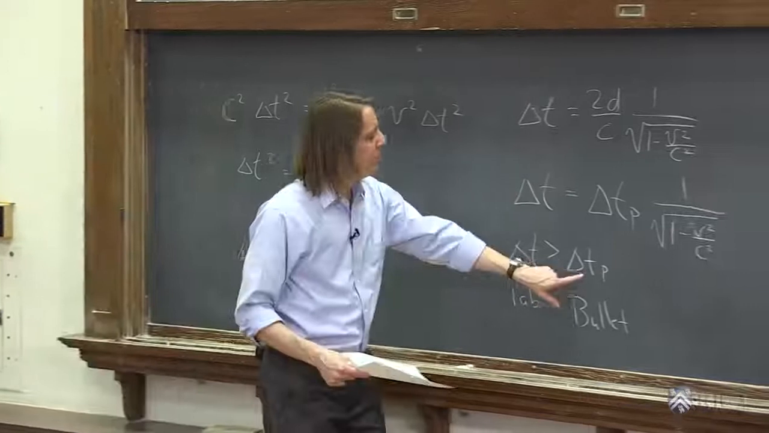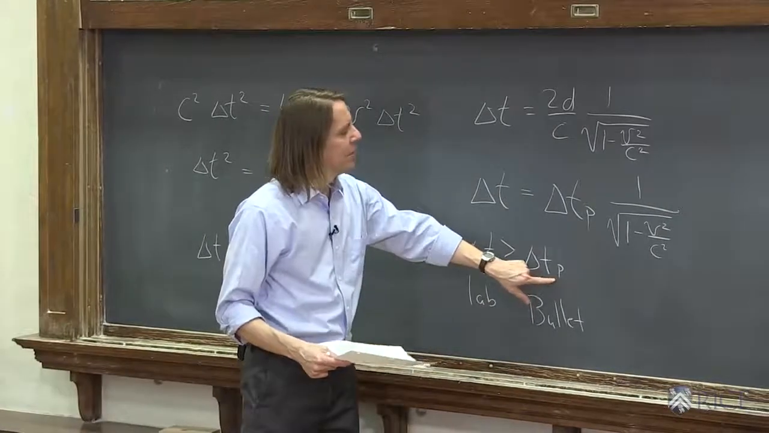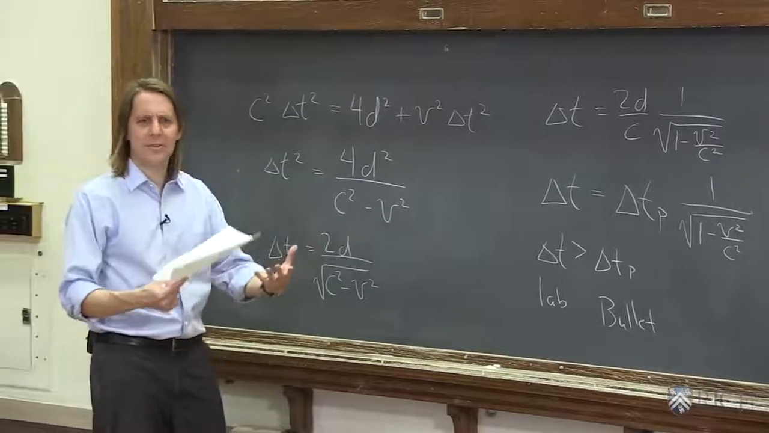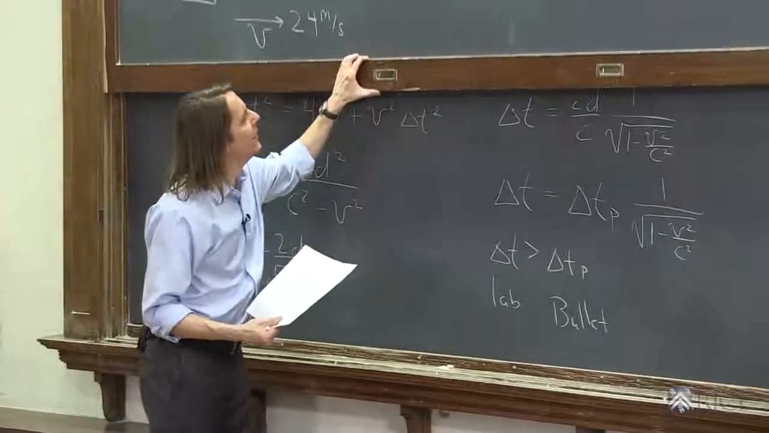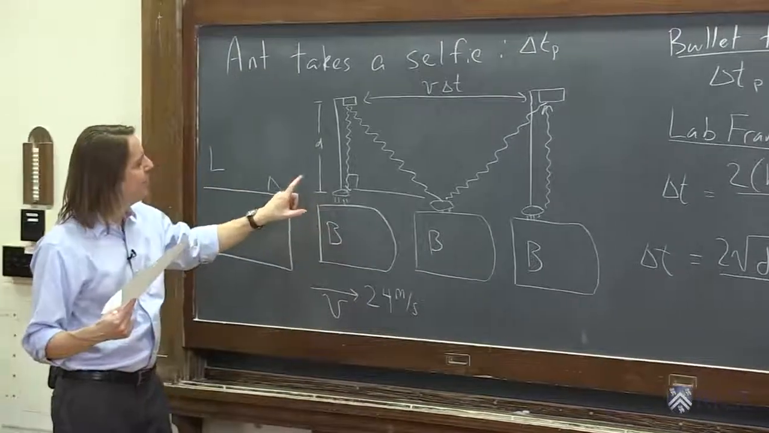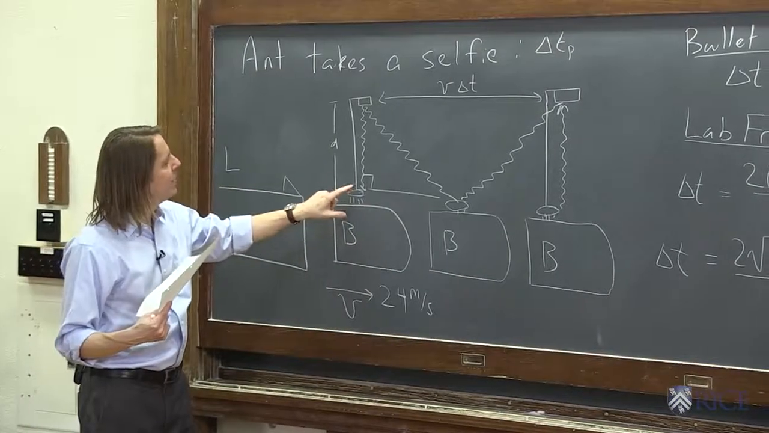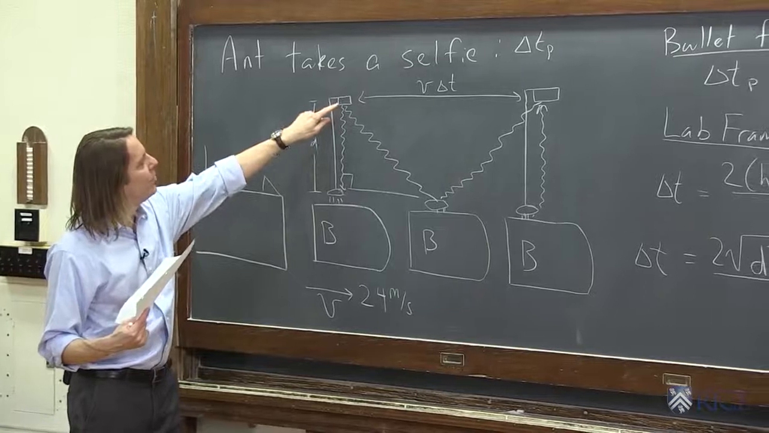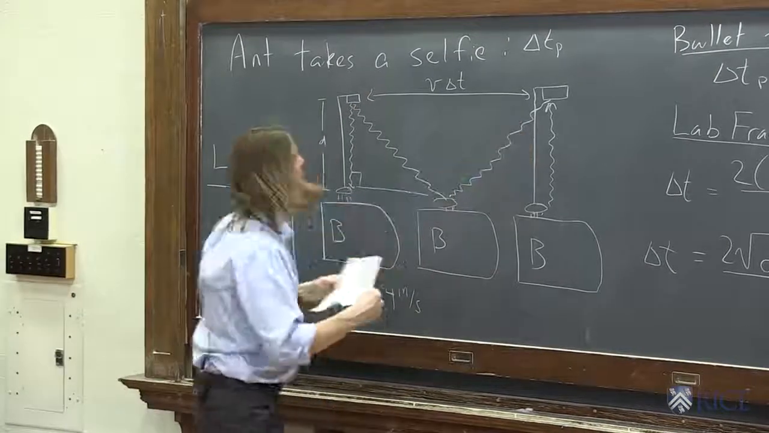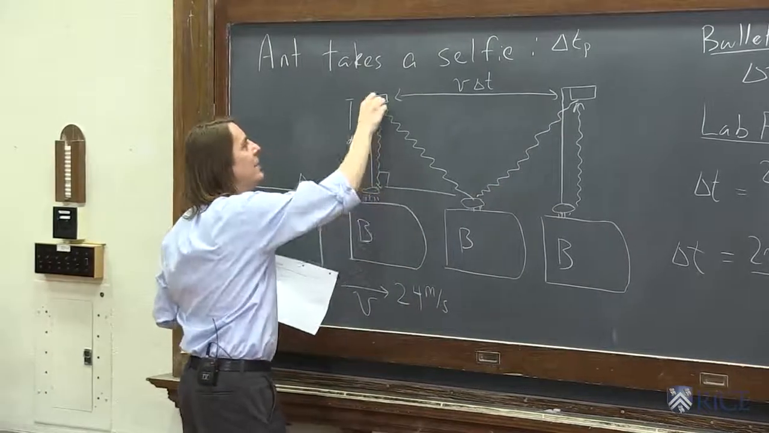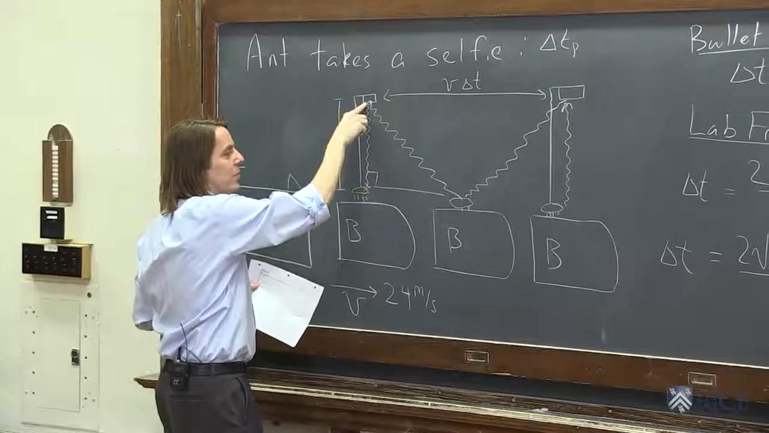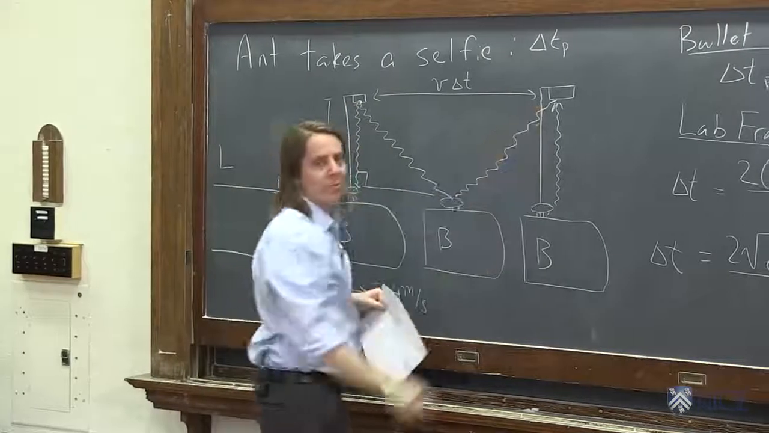The reason we call this one p is you could ask, well, is any frame special? Right, which is the one that's going the fastest? And there is sort of one that's special. In this case, this is called the proper frame. And the bullet and the ant are in the proper frame because the proper frame is the one where the event you're watching happens at the same place. So here we were watching the light go down and come back up and end up back where it started. In the bullet frame, it just went back to where it started. In the lab frame, it went to a different position.